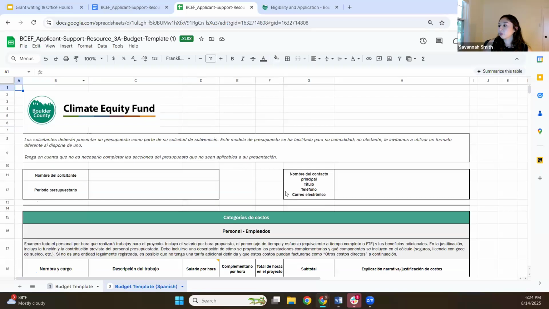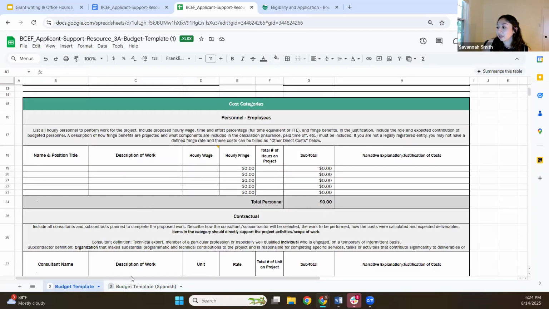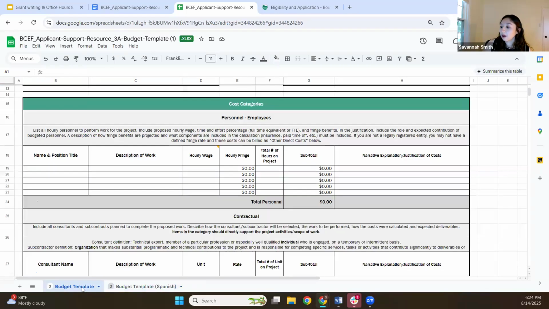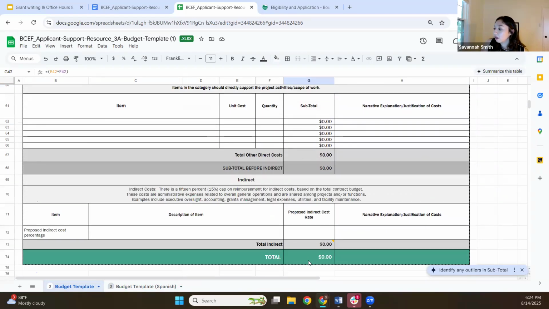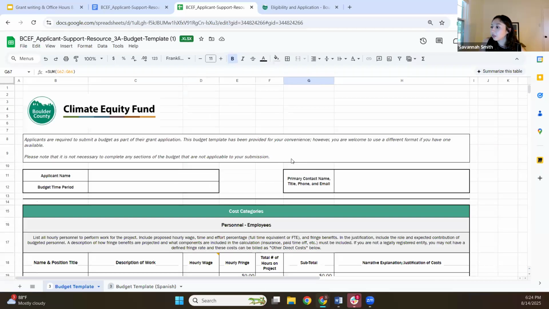I just uploaded it to Google Sheets. And you can see both tabs. One tab is English and one tab is in Spanish. We do recommend using this template just because we already have formulas in here. You don't want to change any of the formulas because if you see at the bottom here, we have the total and that is based on these other cells up here. So it's a pretty straightforward budget template.